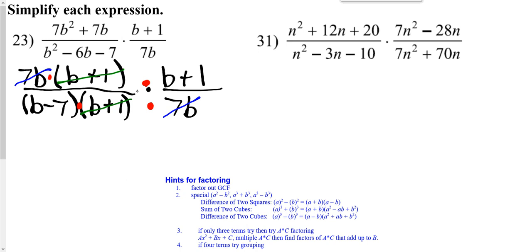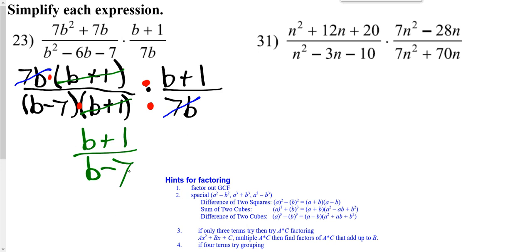Now, whether you cross out the b plus 1 in the first fraction or the top b plus 1 in the second fraction doesn't make a difference. You can cross out one of them on top, one of them on the bottom. Then you look at what's left. We have a b plus 1 on top. We have a b minus 7 on the bottom.